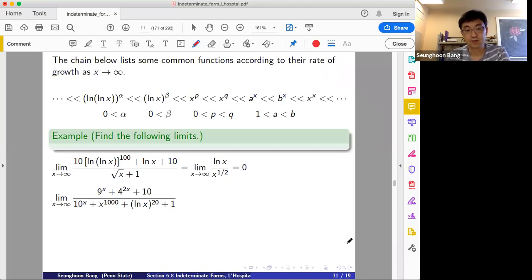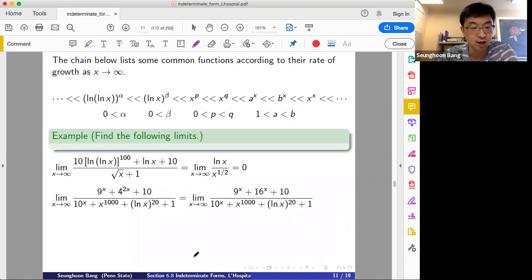No, not 0. The answer is infinity, unfortunately. Really be careful. If you didn't use this chain, what's the power? The power should be just x, but this is 2x. You can change it: 4 to the 2x is 4 squared to the x, exactly 16 to the x.